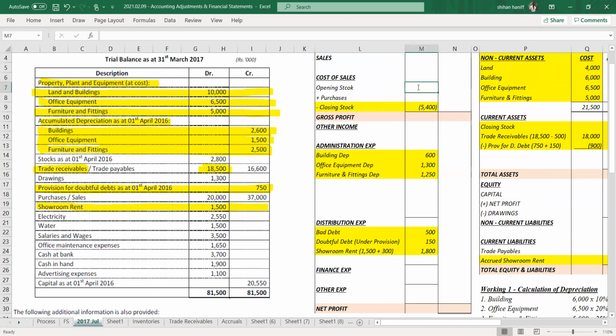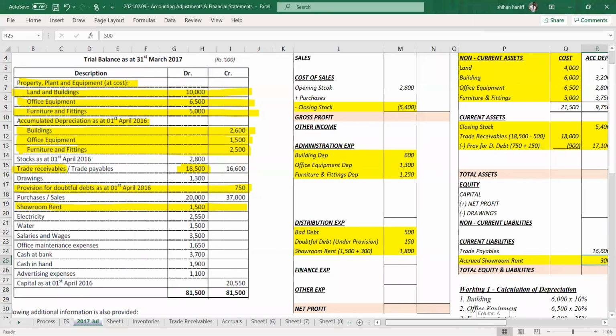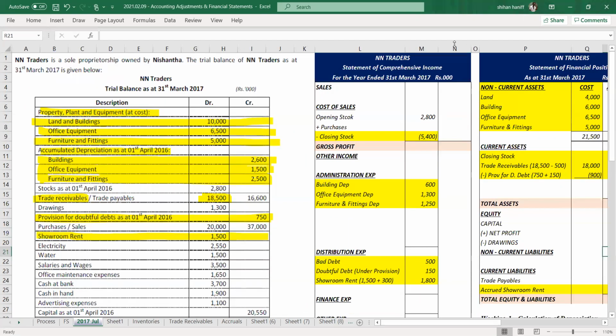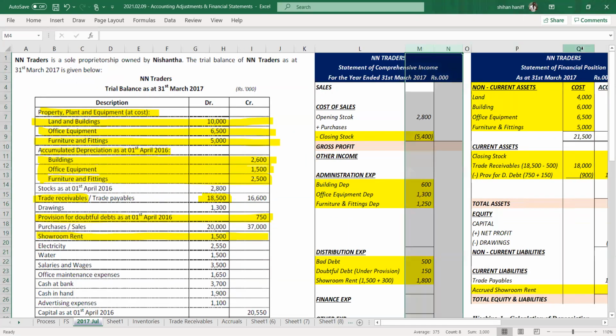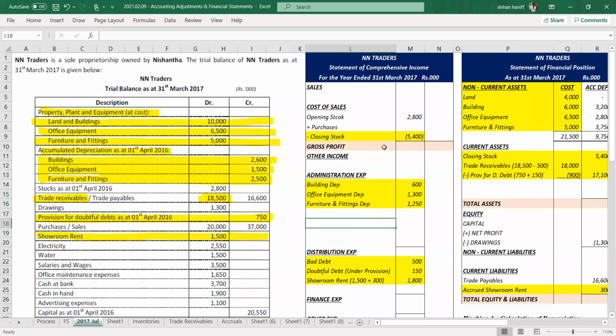Open stock is 2,800. Trade payables is 16,600. Drawings 1,300. We have to record in the correct places. Purchases 20,000. Sales 37,000.